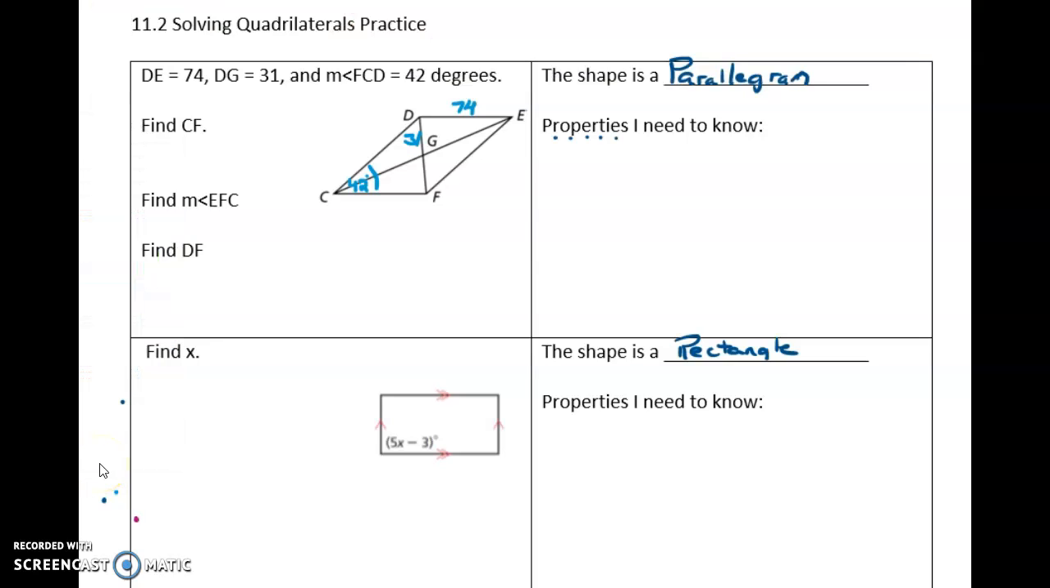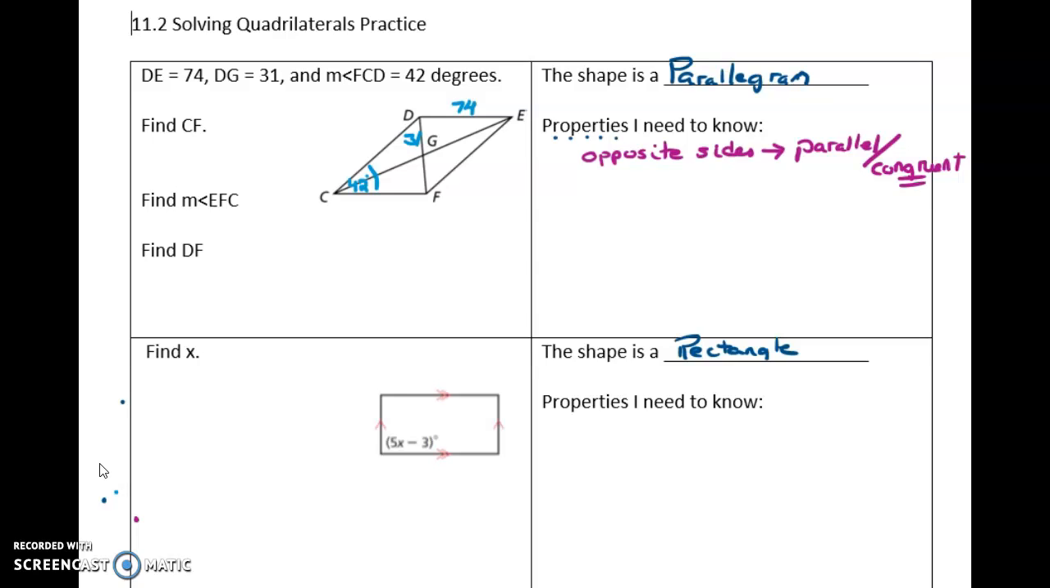All right, so here we go. Looking for CF. So CF is going to be down here. Now, first big property with parallelograms is opposite sides. Opposite sides will always be parallel, and they will always be congruent. So that's a big one that's going to help us out here.